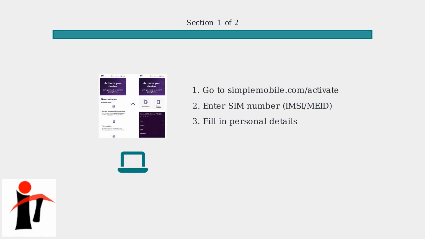For online activation, head to simplemobile.com/activate, enter your SIM card number, and fill in your personal details. A faster option is to use the Simple Mobile app.